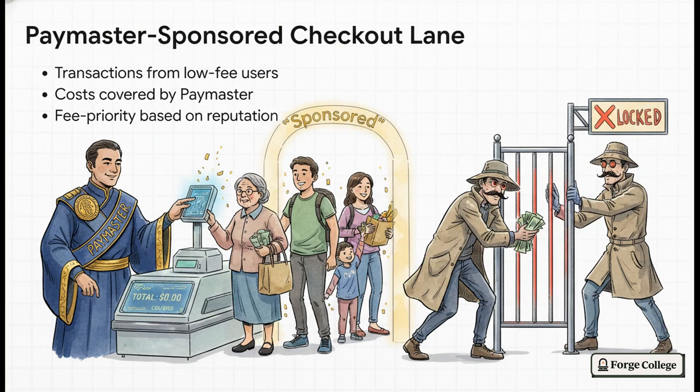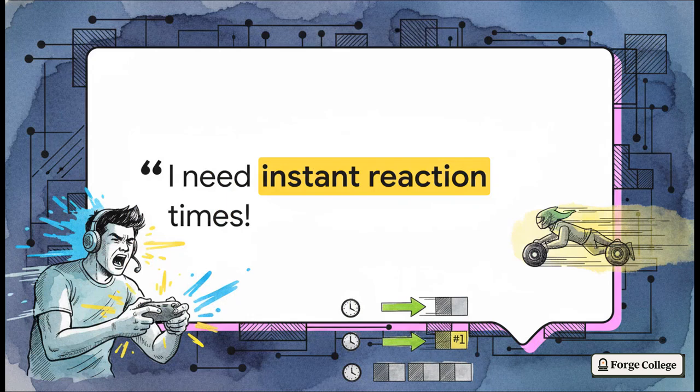In this scenario, you've got transactions from low-fee users, but the costs are being covered by a paymaster. If you're using a fee priority queue here, you definitely want to tie that priority directly to the paymaster's reputation or sponsorship score. Why? Because it stops third-party imposters with high fees from constantly cutting the line and starving out your legitimate sponsored shoppers. And then, of course, we have real-time gaming.